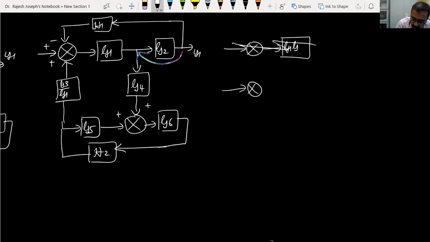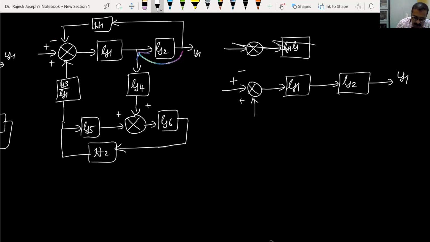So this is plus, minus, plus. This becomes G1, this becomes G2, and this is Y1. Now this is not H1 anymore. It will be H1 into G2, coming from here like this. Correct? Everything else will remain the same. This is G3 by G1.